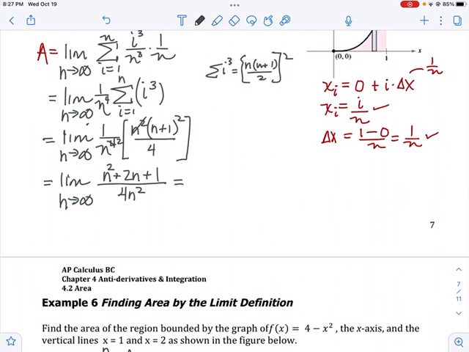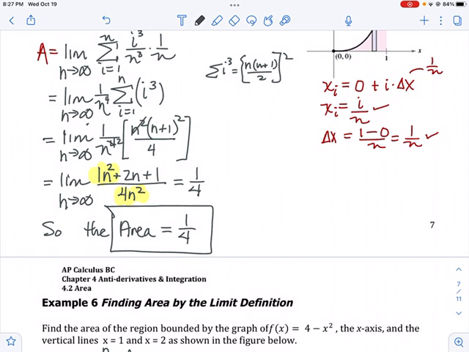Now you can see already, without doing any other manipulations, you're looking at the leading terms: 1n squared over 4n squared. With a manipulation of dividing all the terms by n squared, you could do that if you had to prove it. But sometimes you just want to go ahead and get the answer. So this is going to be 1/4, right? So the area equals 1/4.